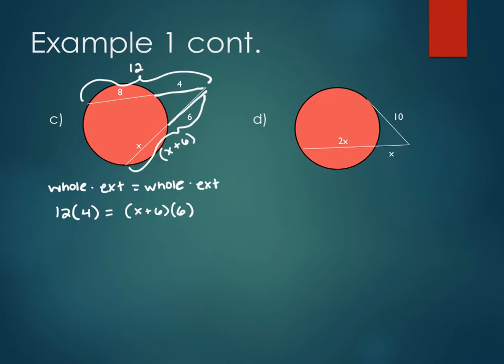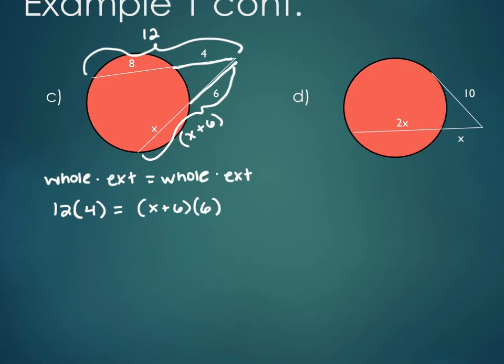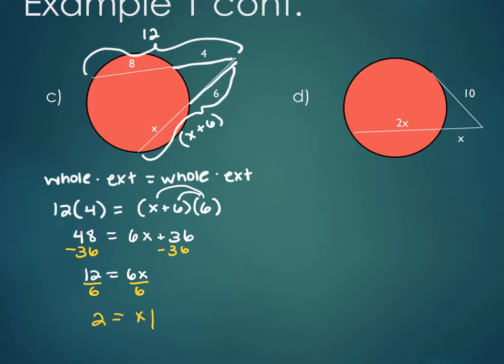So on the left-hand side, I'm going to multiply the 12 and the 4, and I get 48 equals, I'm going to distribute this 6 into both here, 6x plus 36. I could have also divided both sides by 6. It's just another way to do it. Then I'm going to subtract the 36, and I get 12 equals 6x. Divide both sides by 6, and I get x equals 2.